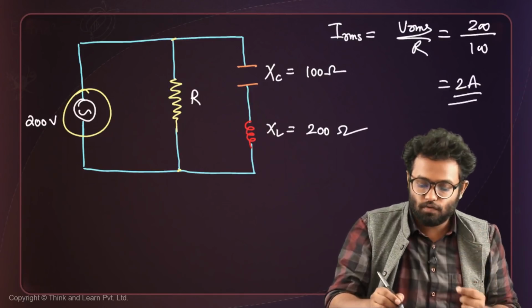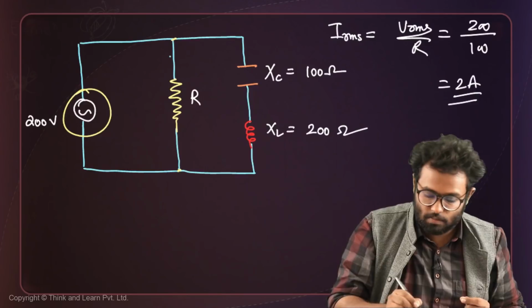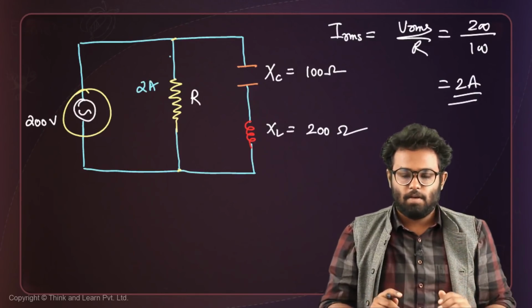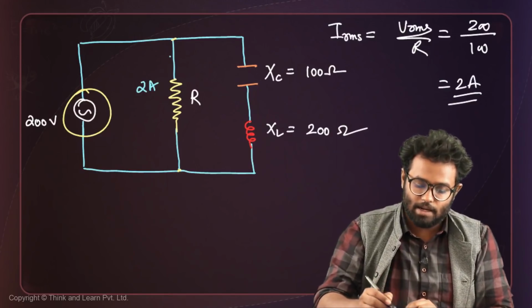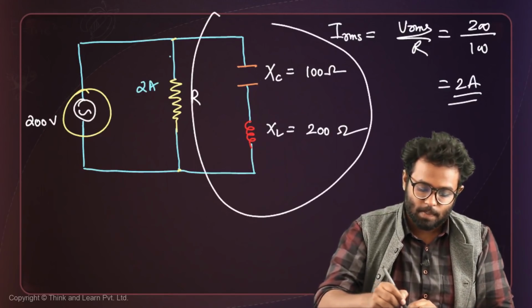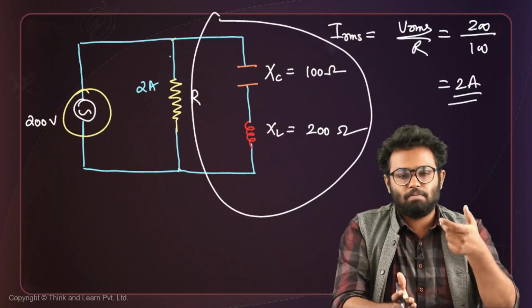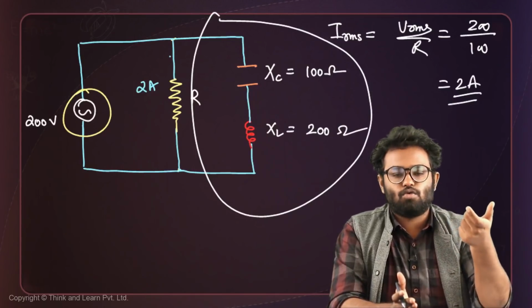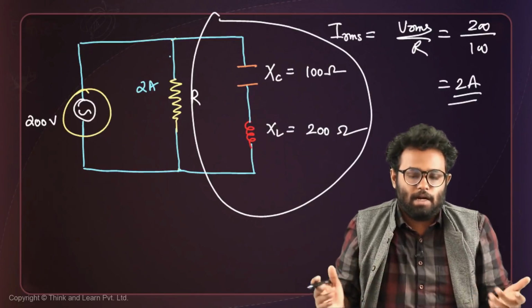So 2 amperes of RMS current would be flowing through this resistor. It's almost like you can hide this entire part and just say there's a lonely resistor against an AC source. What will be the RMS current? You can find out anytime.